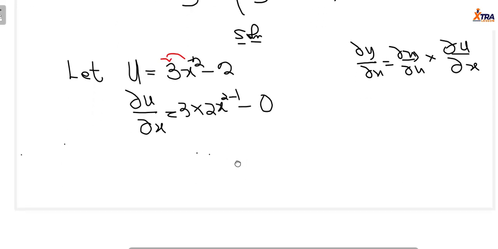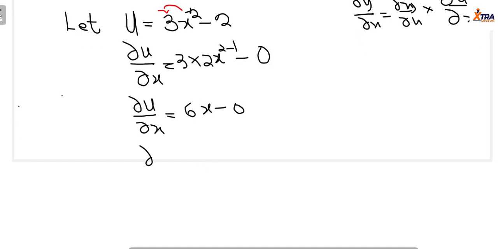So now we have du over dx is equal to 3 times 2, we have 6, x to the power what? 1. 2 minus 1 is 1. So you're having minus 0, which is the same thing as 6x minus 0. Let's put it minus 0. So we have du over dx, which is equal to 6x. So we have du over dx.